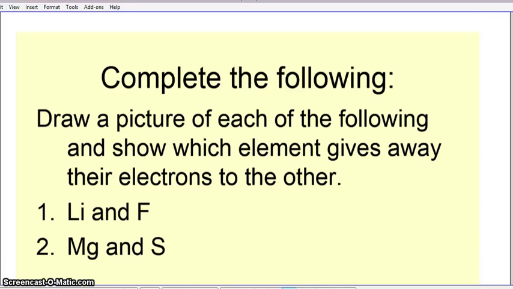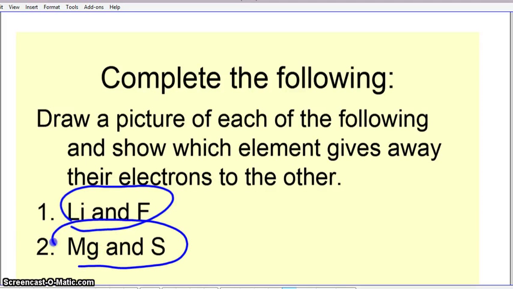Now on your own, I want you to go ahead and complete this. Draw a picture of each of the following and show which element gives away their electrons to the other. I want you to draw these two, and I also want you to draw these two in the flip section in your notebook. Go ahead and do that now, please.